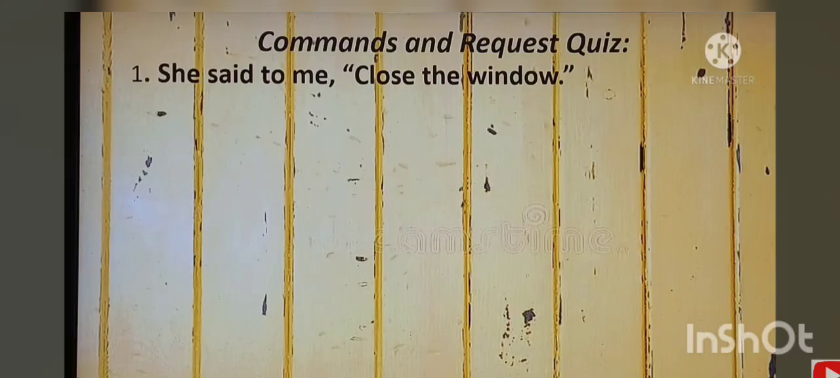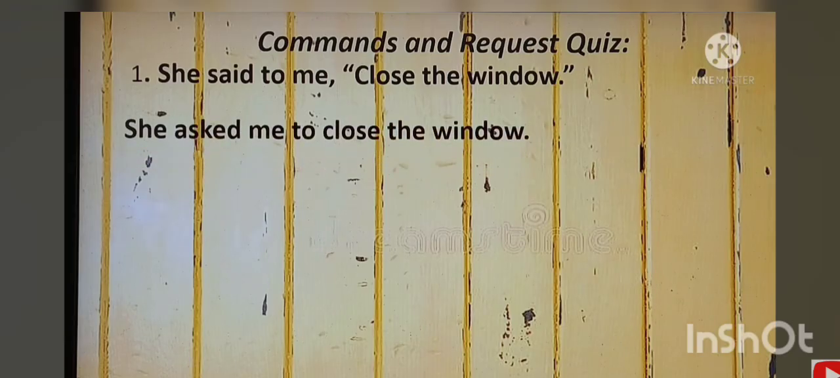Number 1, she said to me, "Close the window." Answer time. Yes, and the answer is, she asked me to close the window. Asked me to close the window. There's no word please, no need of requested. To close, I told you about to, use to in commands and requests.